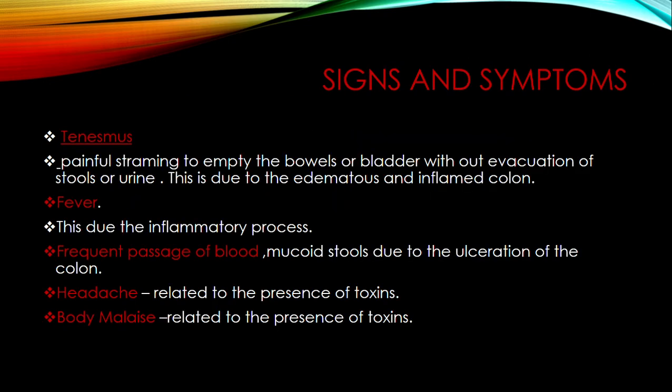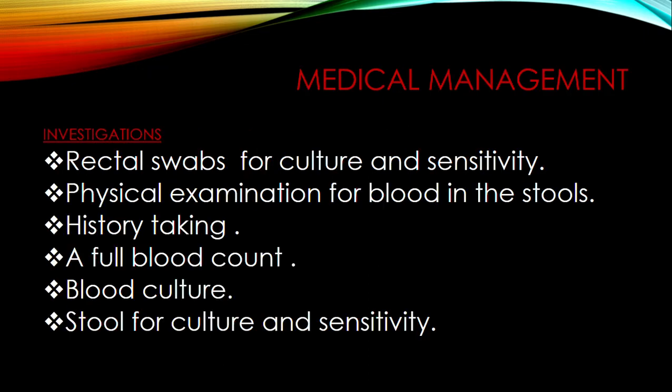So we've looked at one, tenesmus. Then we have fever. There is frequency of passage of blood stool. Then we have headache, body malaise, and some dehydration. So we've just talked about 5. I'm sure we can find some more. Now let's move on to look at the medical management.